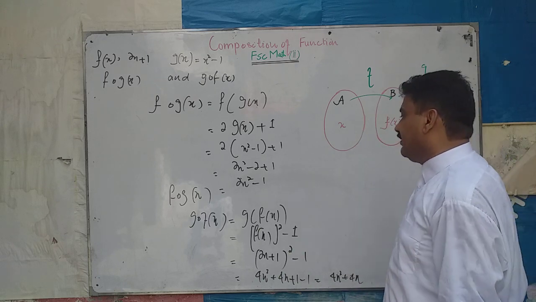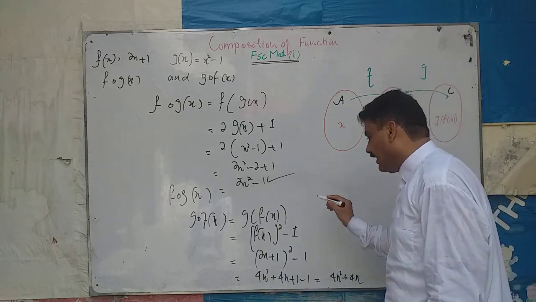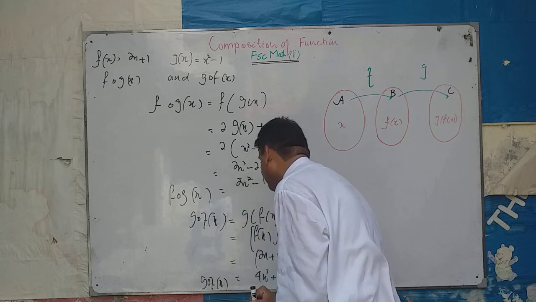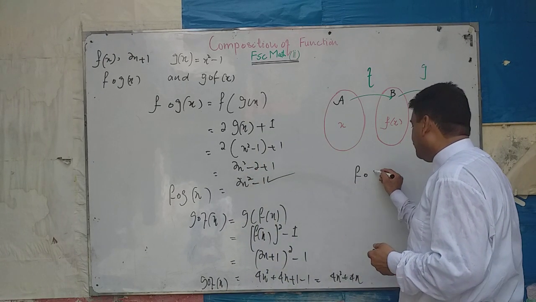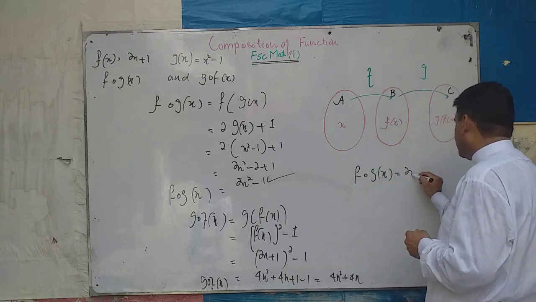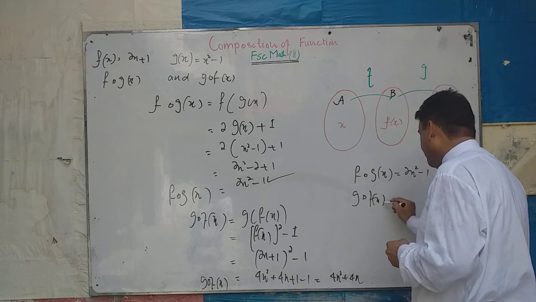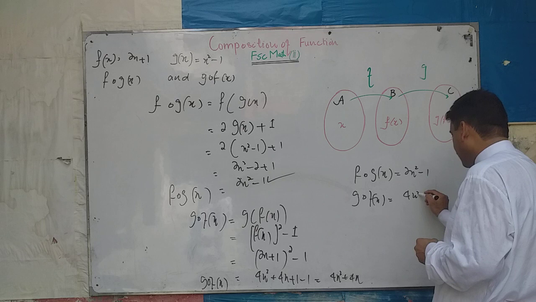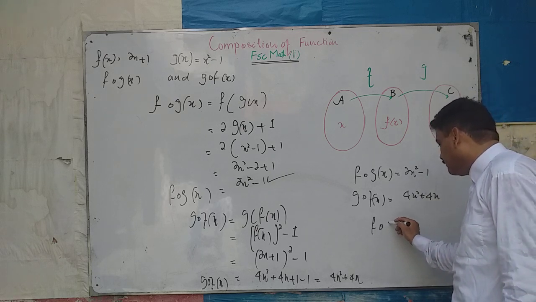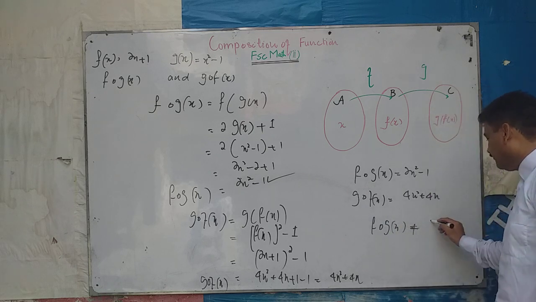You know the value of f of g of x is equal to 2x square minus 1, and the value of g of f of x will be equal to 4x square plus 4x. In general, f of g of x is not equal to g of f of x.